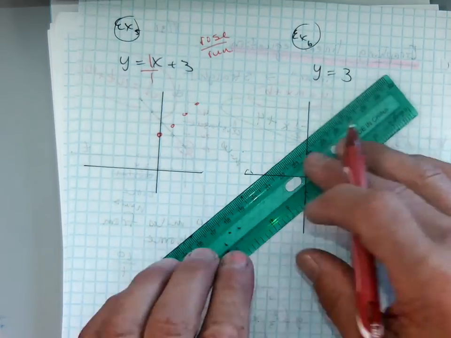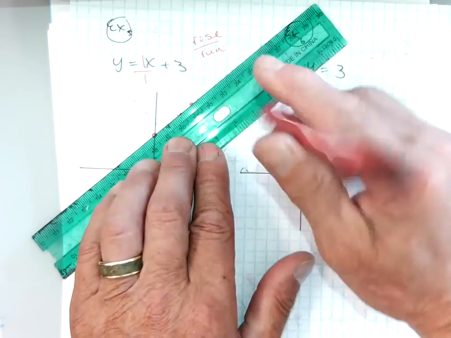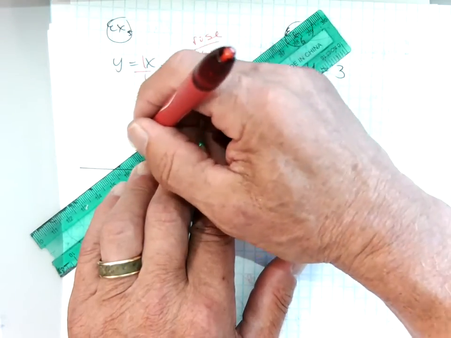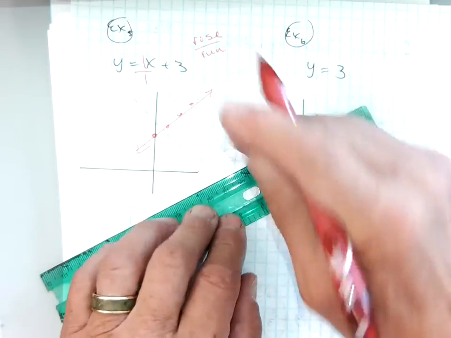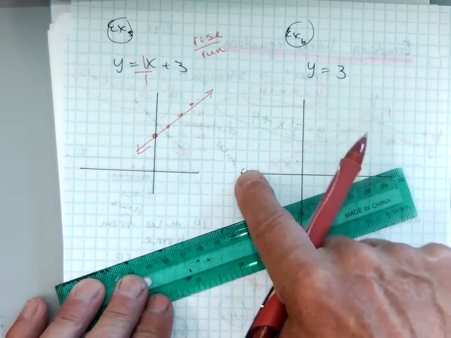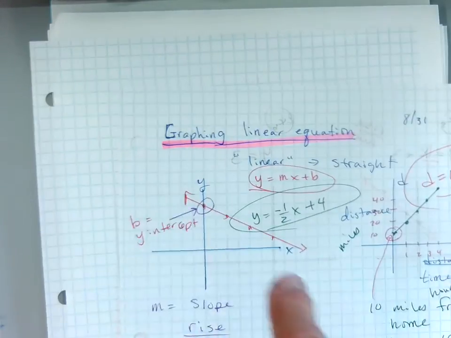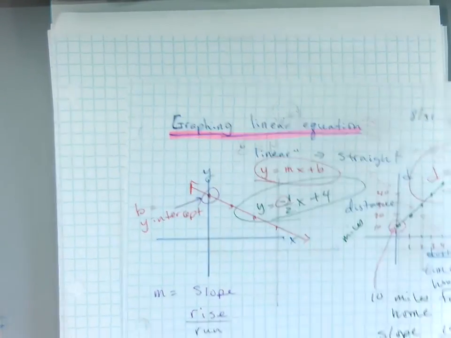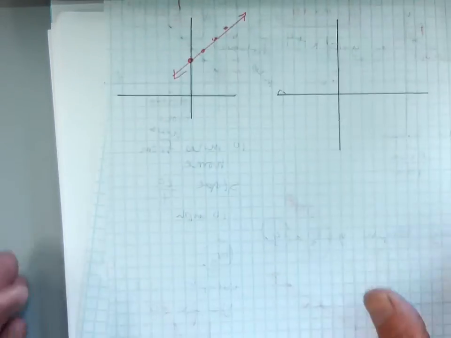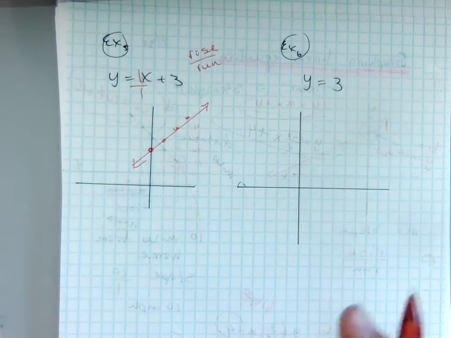Connect the dots. So positive slopes always go uphill from left to right. That makes sense, doesn't it? We read from left to right, so we're going uphill. Negative slopes go downhill. Now what about example 6?